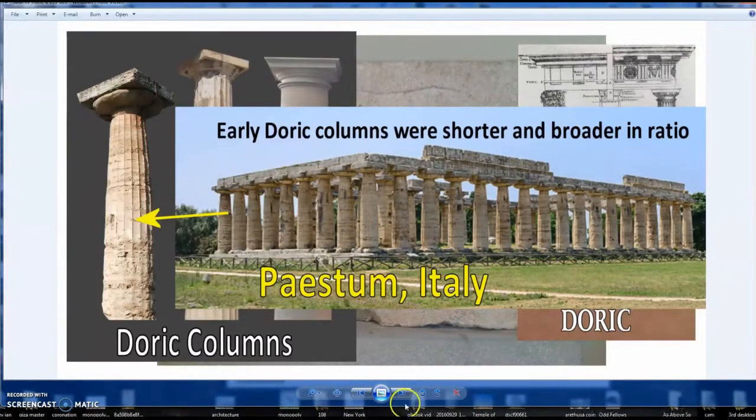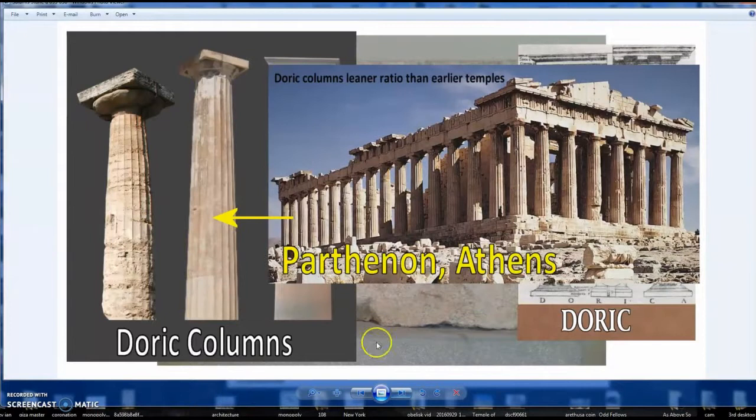So they're shorter and broader in ratio. Now, if we move to, say, this Doric column, this is directly from the Parthenon, we see the evolution in roughly 150 years from the earliest Doric to what would be called the classical Doric column. And this type of Doric was what the Roman architect Vitruvius, and then in the 1500s people like Palladio, took as the proportions of what we would now call a true Doric column.